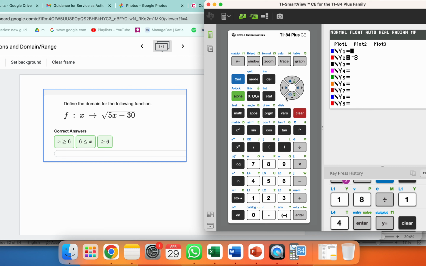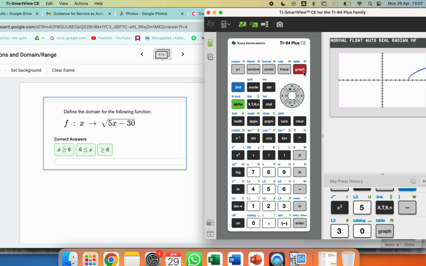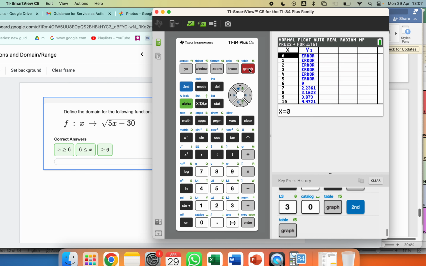So we're going to go into the y equals, we're going to clear what's already there, we're going to put in the square root, and then we're going to just type in 5x minus 30, and then you can have a look at the graph. You can see with this particular graph, it starts at this particular point, and in the table, you can also see there's an error. So you can see the graph doesn't start until x is equal to 6, and y would therefore be equal to 0. So we're trying to look where the error ends. It stops when x is 6, so y is 0.